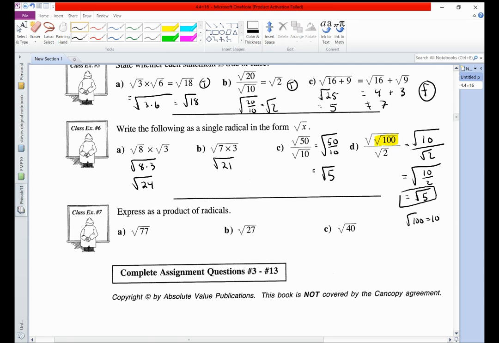And then we're going the opposite way. Now we've got a singular square root, and we want to express it as a product of radicals. In this case, 77 can be split into 7 times 11, which can be written as the square root of 7 multiplied by the square root of 11. 27 can be split into 9 times 3, and then we can write that as the square root of 9 multiplied by the square root of 3.